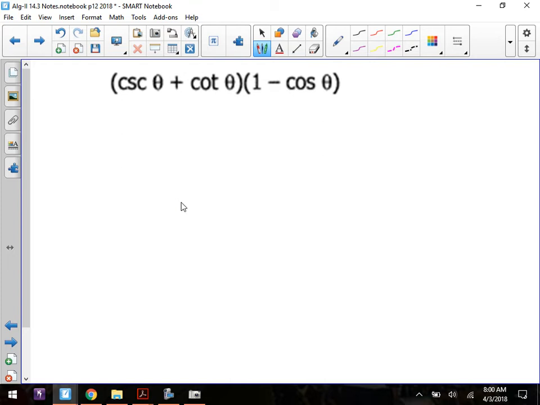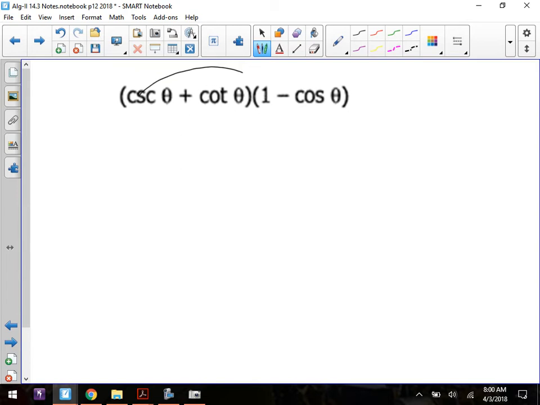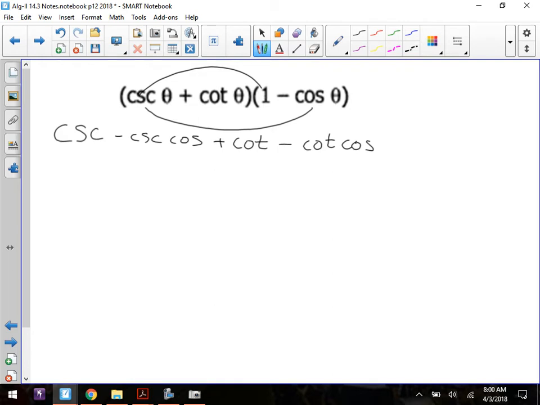So when you look at this, notice that you've got junk times junk. You've got a binomial times a binomial. So what do you think you wind up having to do? FOIL. So you FOIL this. So we'll have cosecant minus cosecant cosine plus cotangent minus cotangent cosine. All I was doing is multiplying things out.